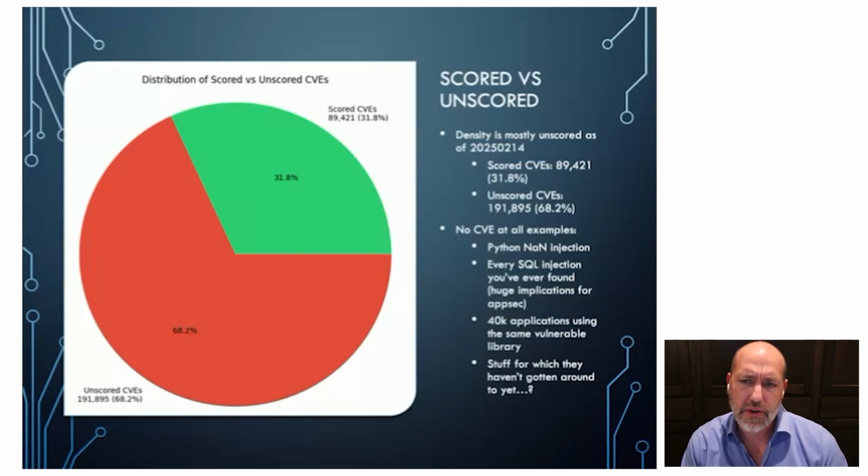And worse yet, there's a whole bunch of things that aren't CVEs at all. Like, I came up with an exploit in Python called Python NaN injection that didn't get a CVE. Basically every SQL injection you've ever found is not going to get a CVE. There was one example where a library was in 40,000 different applications. They didn't get 40,000 CVEs. I'm not even sure they got one. So if you think that application is safe, it is not safe. And there's a whole bunch of stuff they just haven't gotten around to. So this is the current suite of things we're looking at.